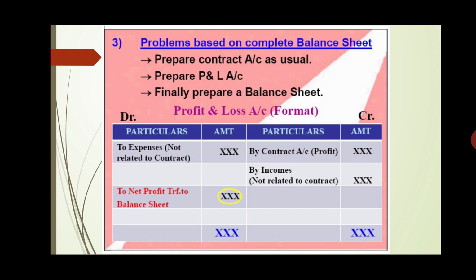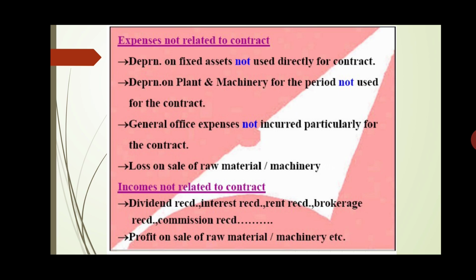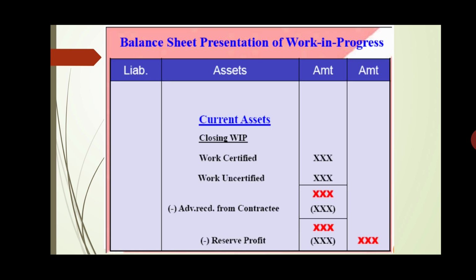Now, there can be certain problems based on preparing the balance sheet also along with the contract account. So, this is a snapshot of how the P&L account has to be shown, and how the expenses and incomes which are not related to the contract account are listed here. Now, this will be the balance sheet presentation of work in progress. How work in progress has to be shown in the balance sheet.